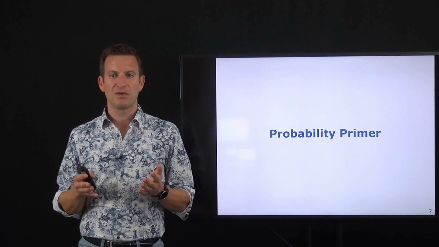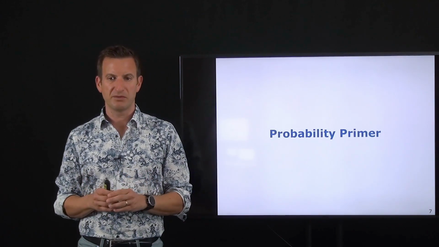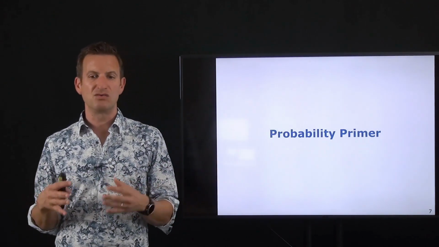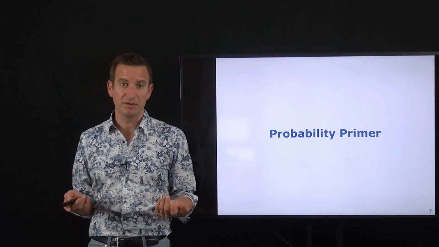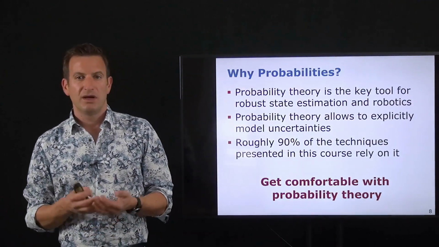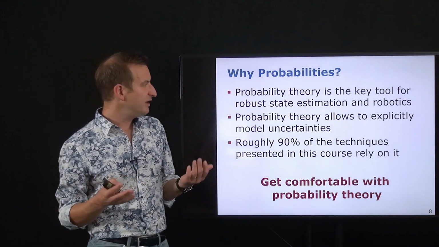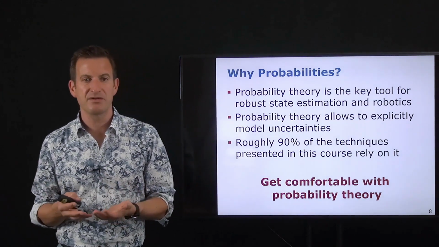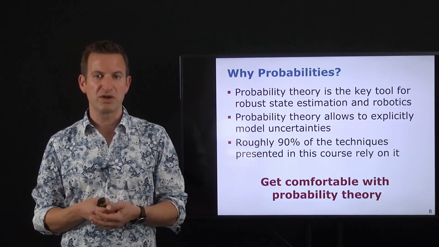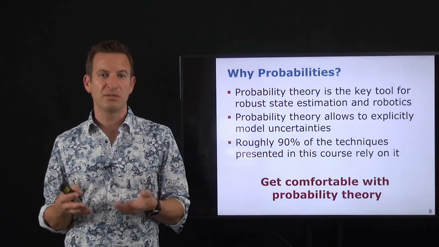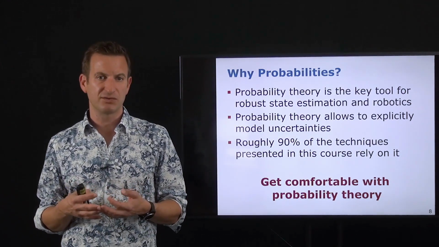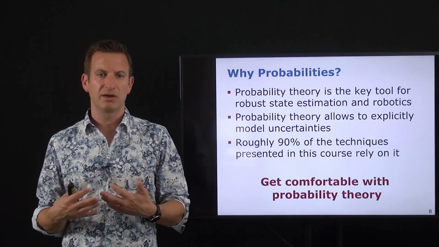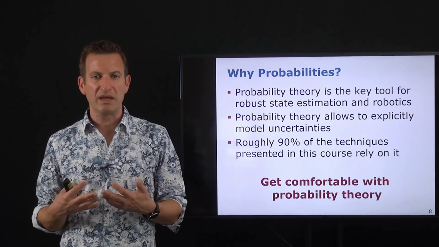Okay, so let's start with a basic primer on probability theory. Again, this is not a theoretical course. This is just, let's say, half an hour wrap-up of key concepts that we will be using here. So, as I said before, probabilities are a key tool for realizing robust state estimation, not just in robotics, also in any other discipline where you work with real-world data. And the advantage is that probability theory allows us to explicitly model uncertainties.